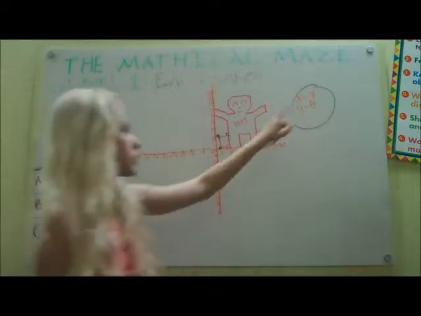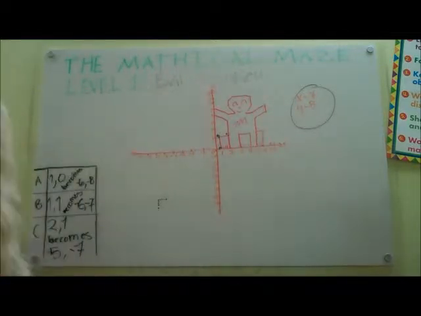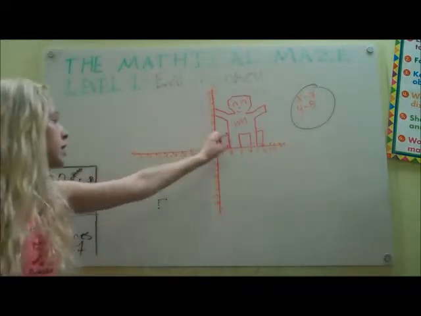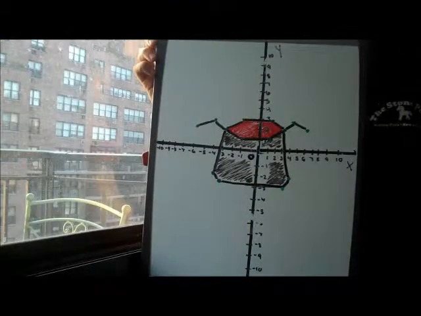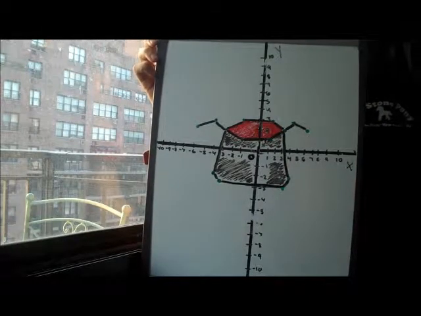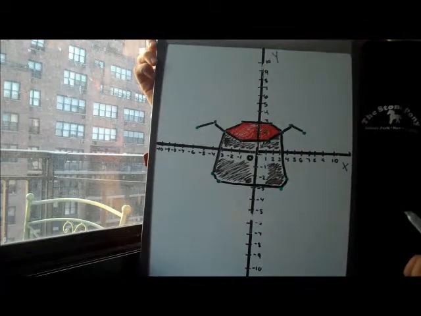Then B, which is (1, 1), becomes (-6, -7) using this formula. Then (2, 1), that's C, becomes (-5, -7), which is here. So A, B, C over here becomes A, B, C over here. So now I'm going to draw the whole thing.